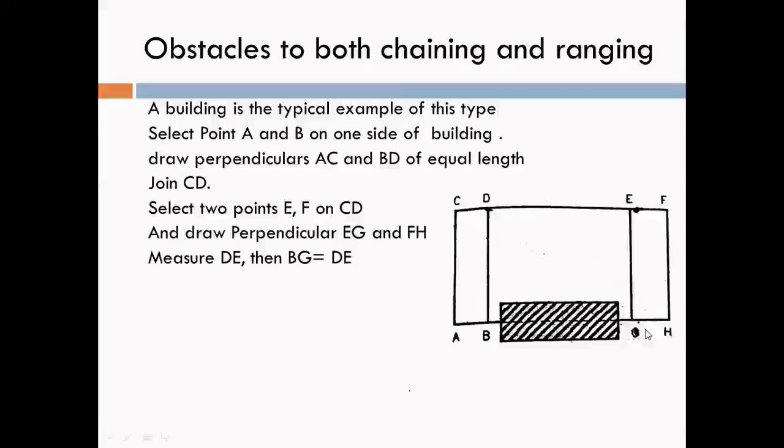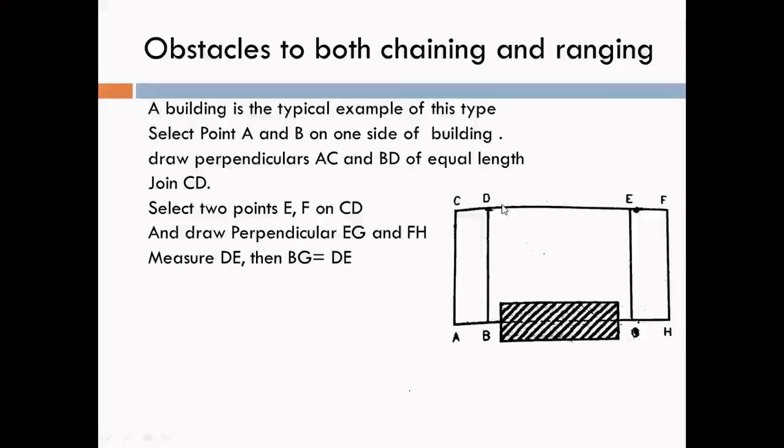See in figure, building is typical example of this type. See in figure, consider point A and B on one side of the building and draw line AC and BC of equal length and select the point C and D on the ground.